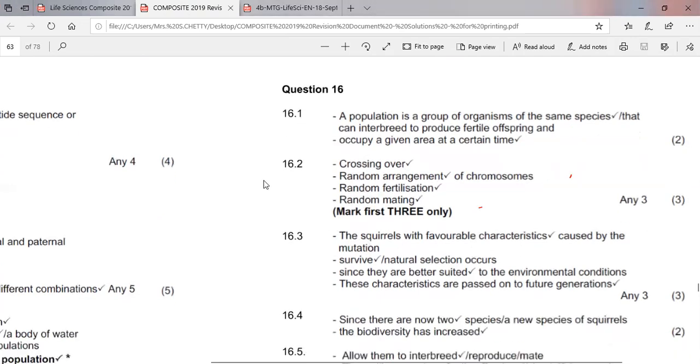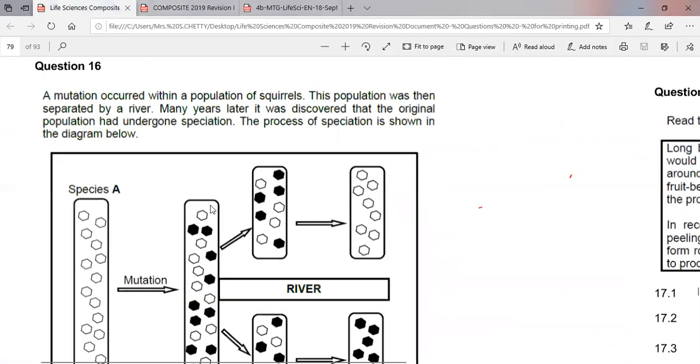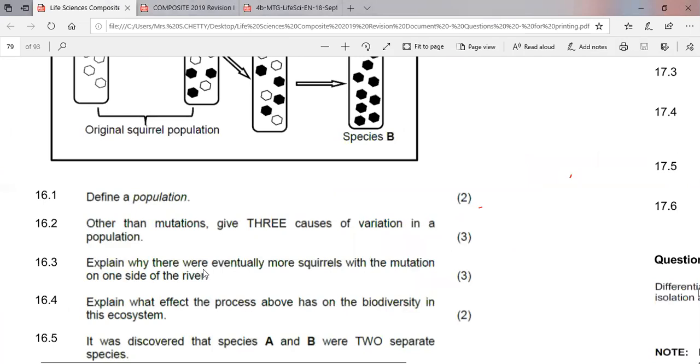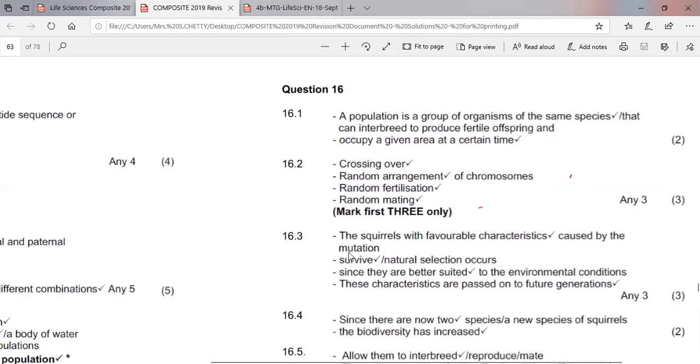So what was the question now? Sorry, for 16.3, they asked, explain why there were eventually more squirrels with a mutation. Are you with me? Why there were more squirrels with a mutation? The squirrels with favorable characteristics caused by the mutation survived. Since they are better suited, these characteristics are passed on to future generations. Exactly what we said. Are you with me?